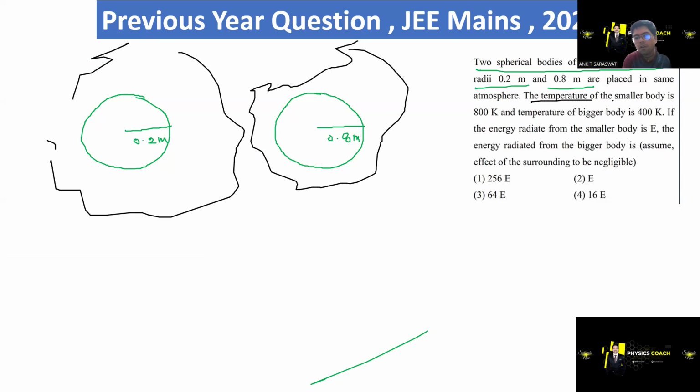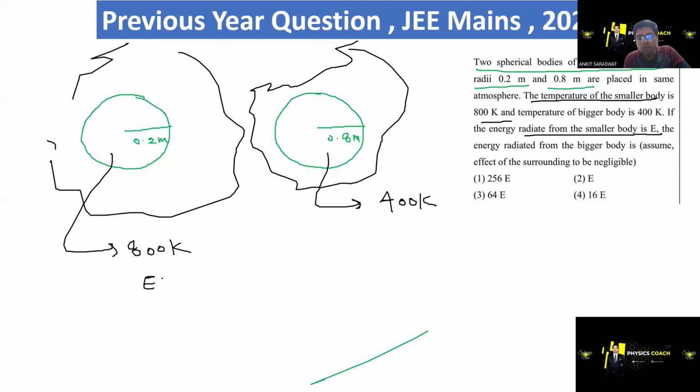The temperature of the smaller body is 800 Kelvin. Here 800 Kelvin is its temperature. The temperature of the bigger body is 400 Kelvin. If the energy radiated from the smaller body is E, so here rate of emission is E. The energy radiated from the bigger body is? Assume the effect of surrounding is negligible. There is no effect of surrounding here.